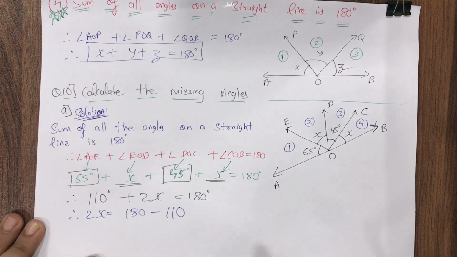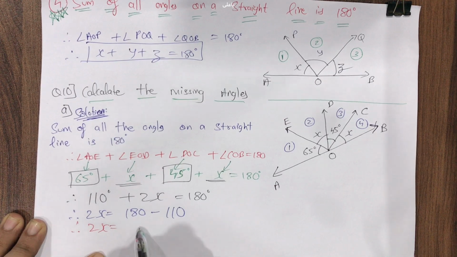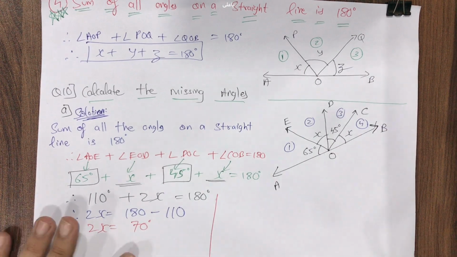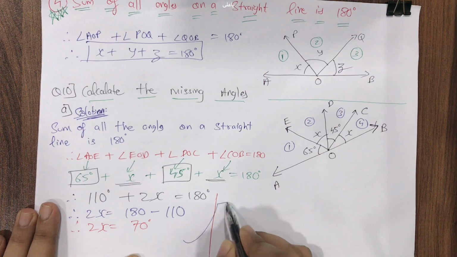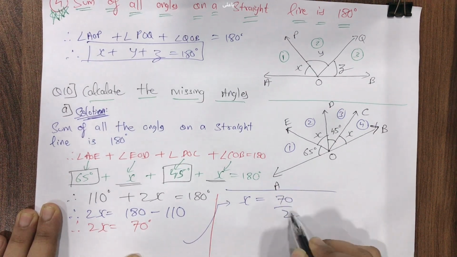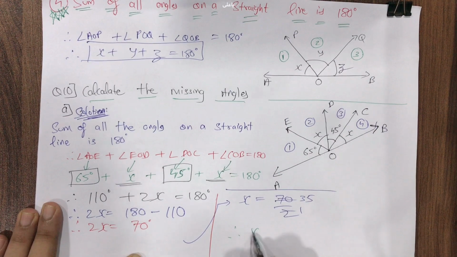Understanding, students? Okay, so this will be what? Therefore 2x will be 180 minus 110. So this will be 70 degree. Yes, 70 degree. Fine. And now I'll just send this 2 down. So I'll continue over here. X is equal to 70 upon 2. 2 threes are 6, 2 fives are 10, right? So therefore our answer is, x is equal to 35 degree.